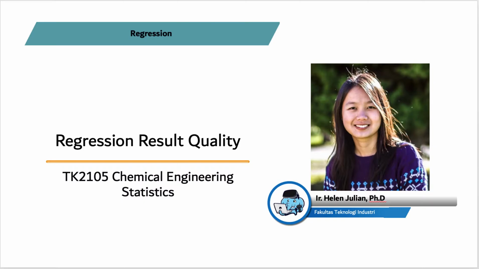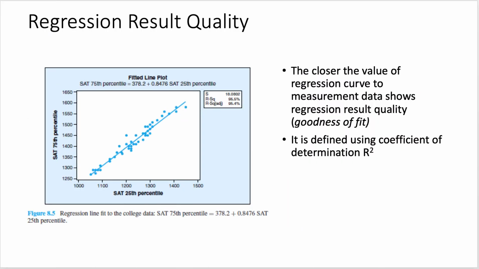In this section, we will talk about regression result quality. After we do regression to our data, we need to check the quality of our regression. So how can we determine the quality of our regression? In regression, the closer the value of the regression curve to the measurement data shows good regression quality. The quality is defined using the coefficient of determination, or as we know it, R square.